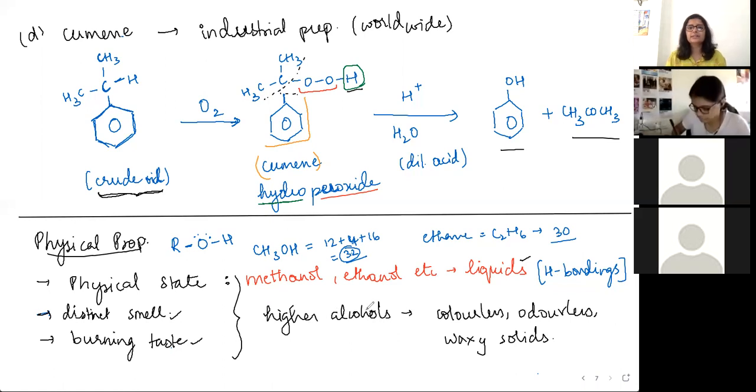But for higher alcohols, as the number of carbon atoms increases, the scope for hydrogen bonding decreases, but the molecular mass is high enough, which is why they are colorless, odorless, waxy solids. By the way, physical state makes sense: these are liquids, these are solids, higher mass and all that. But colorless, okay, even the smaller alcohols are transparent, with no color as such. But why odorless? Smaller alcohols, you can smell and taste them, but the higher alcohols are odorless. Why?